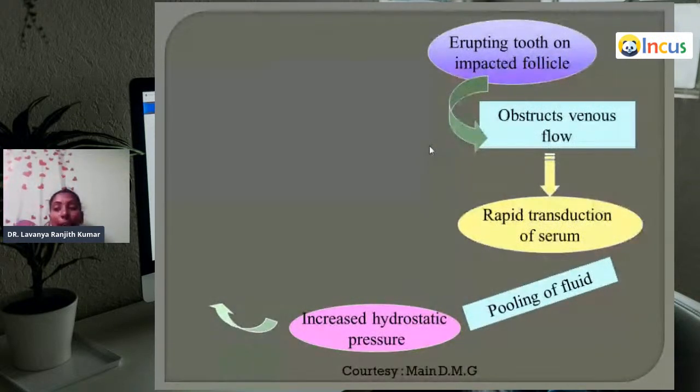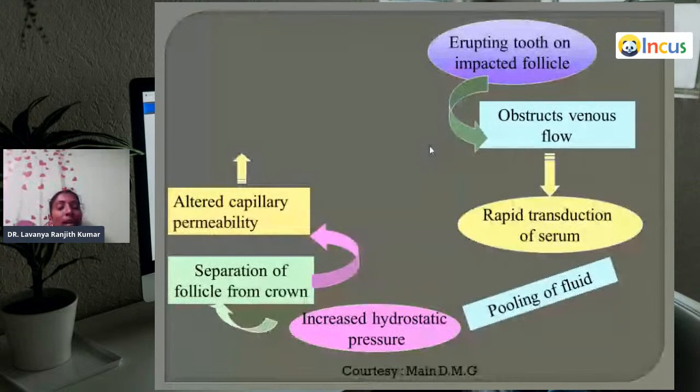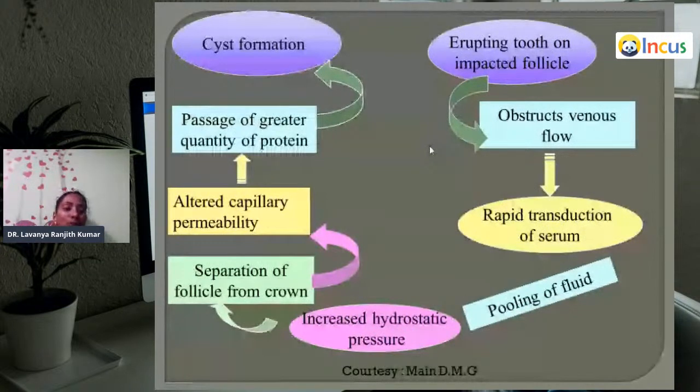So, an erupting tooth on an impacted follicle obstructs the venous flow, which results in rapid transudation of serum, pooling of fluid, an increase in hydrostatic pressure, and separation of the follicle from the crown, which results in altered capillary permeability and passage of a greater quantity of protein that results in cyst formation.